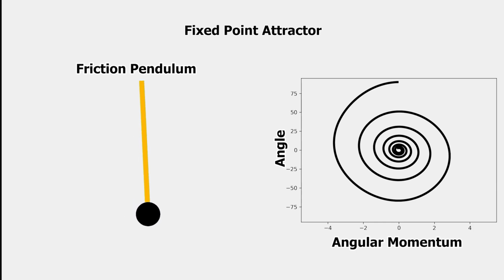The pendulum may initially possess high potential energy, but over time, it loses energy due to friction and settles at a stationary point. This stationary point represents the fixed-point attractor in the system's phase space.